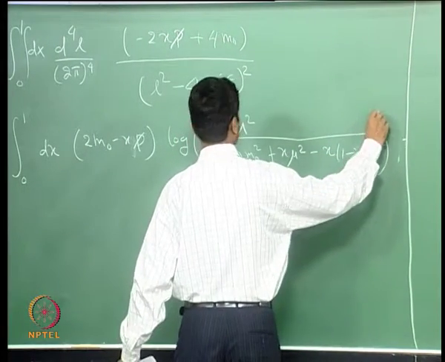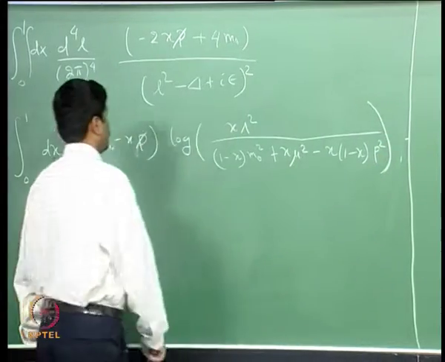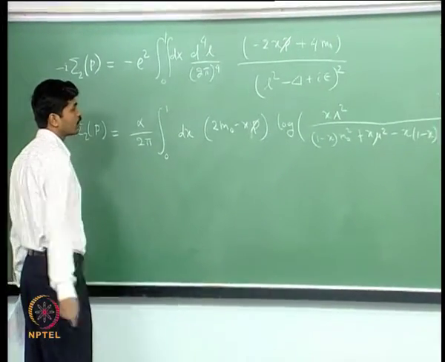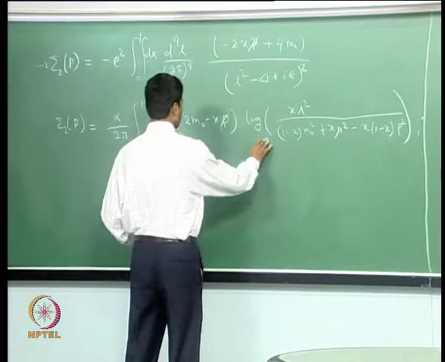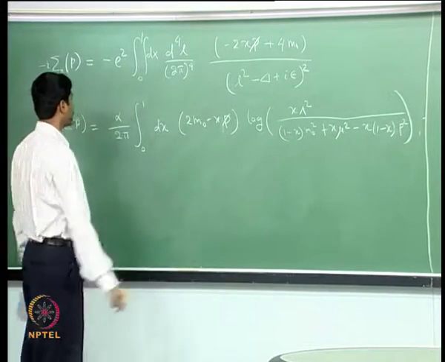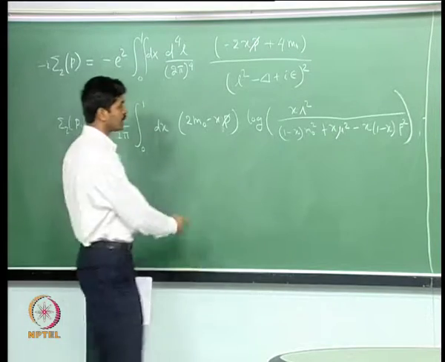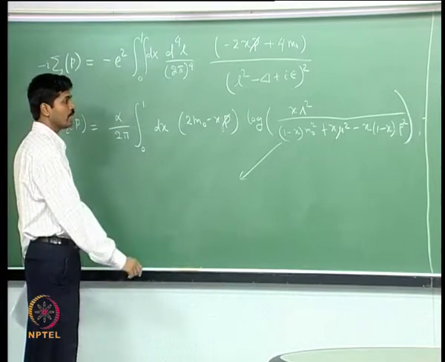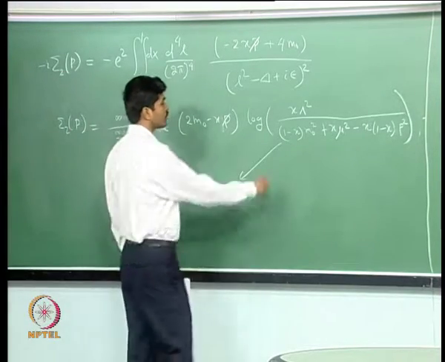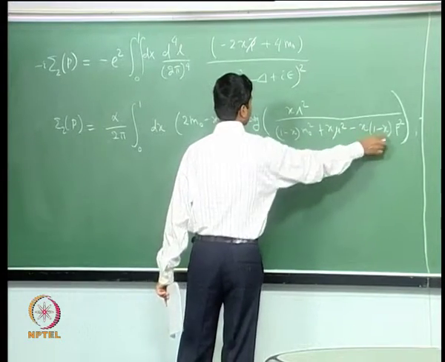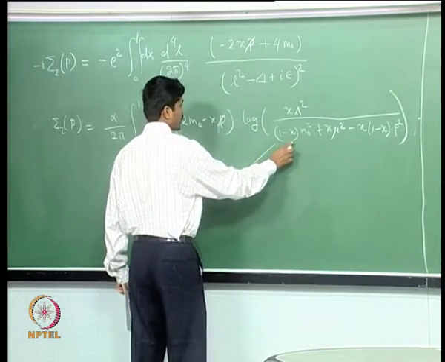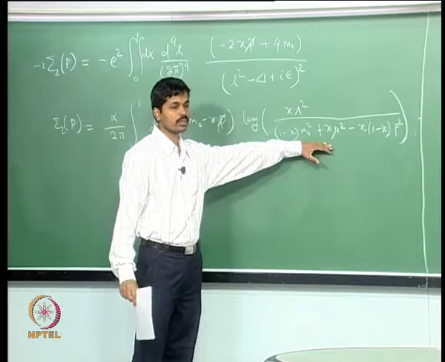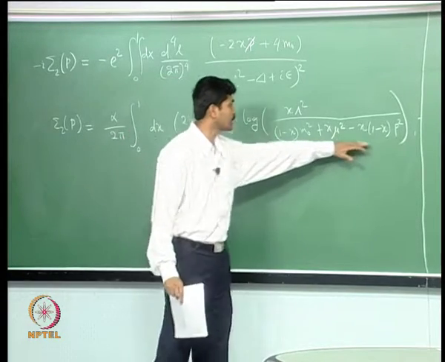This is what you get for sigma 2. We will discuss what it means physically a little later, but you can see already that because of this log here, it has a branch cut. There is a branch cut whenever the denominator is negative for any value of x, and it starts when this quantity becomes 0.